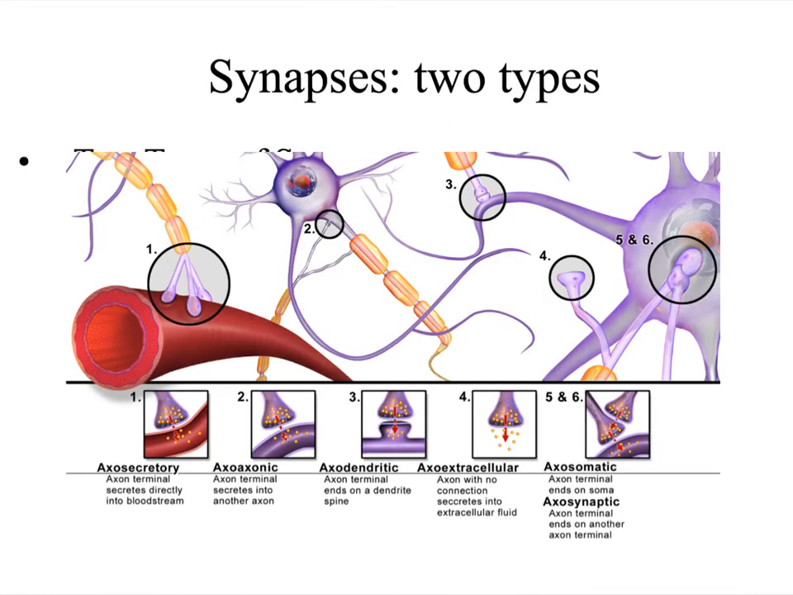Now, I defined a synapse for you earlier as basically a place where two cells communicate, and normally we're talking about a neuron communicating with another neuron, or a muscle cell, or a gland. For our purposes for the next few slides, we're going to be talking about neuron-to-neuron synapses.